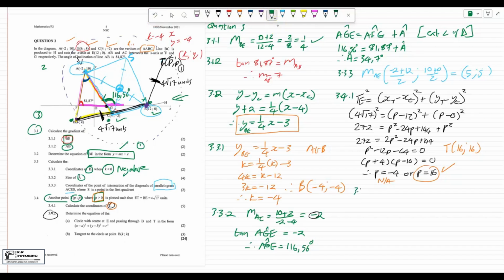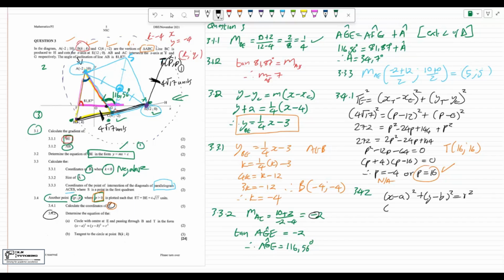3.4.1, 3.4.2. So we know they gave me a general formula: (x minus a) squared plus (y minus b) squared equals r squared.